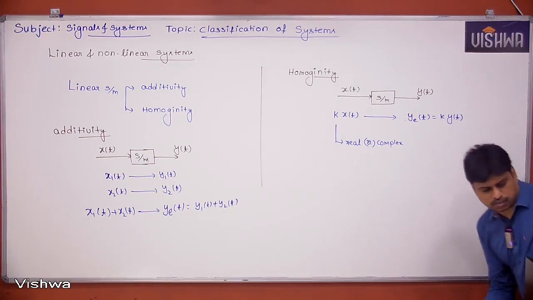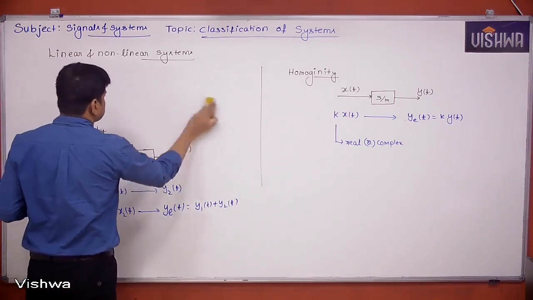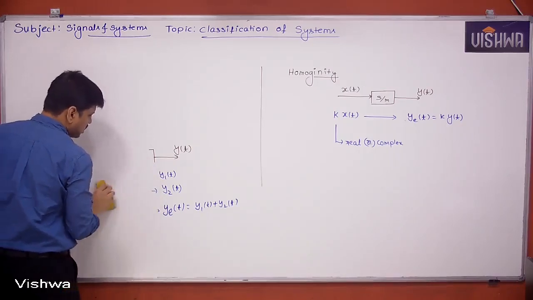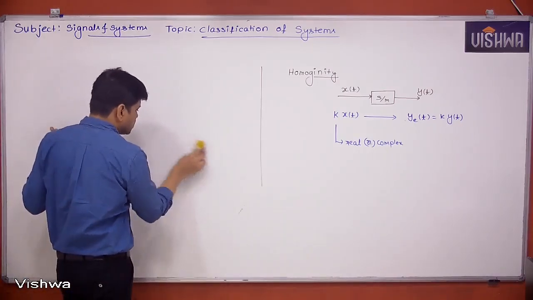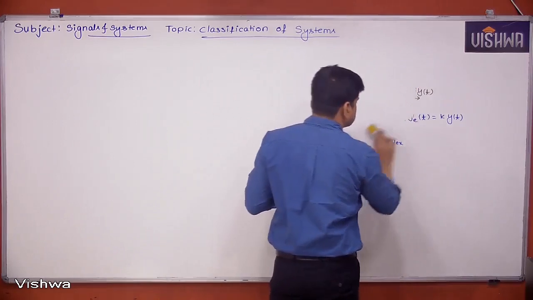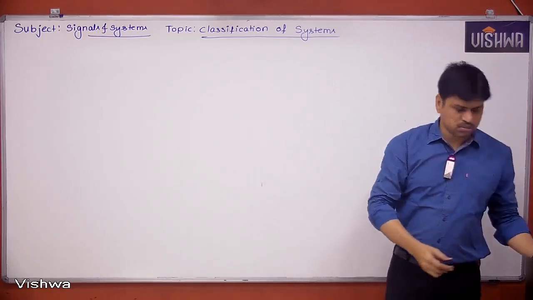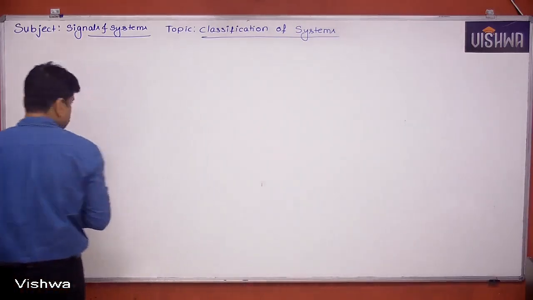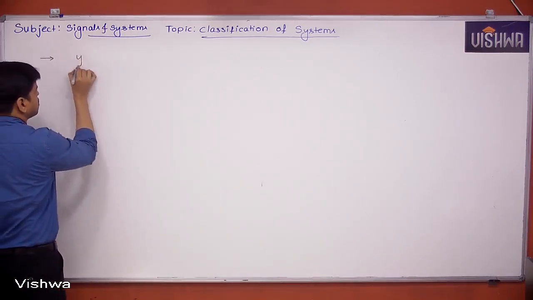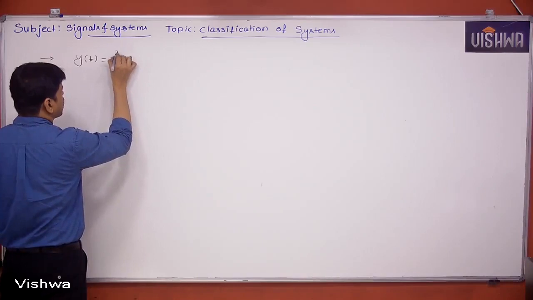Okay. Let's see some examples of how we can decide whether the system is linear or not. I will do one problem completely, then I will tell you a shortcut to find whether the system is linear or not. Let's take an example: y of t is equal to x of t square.